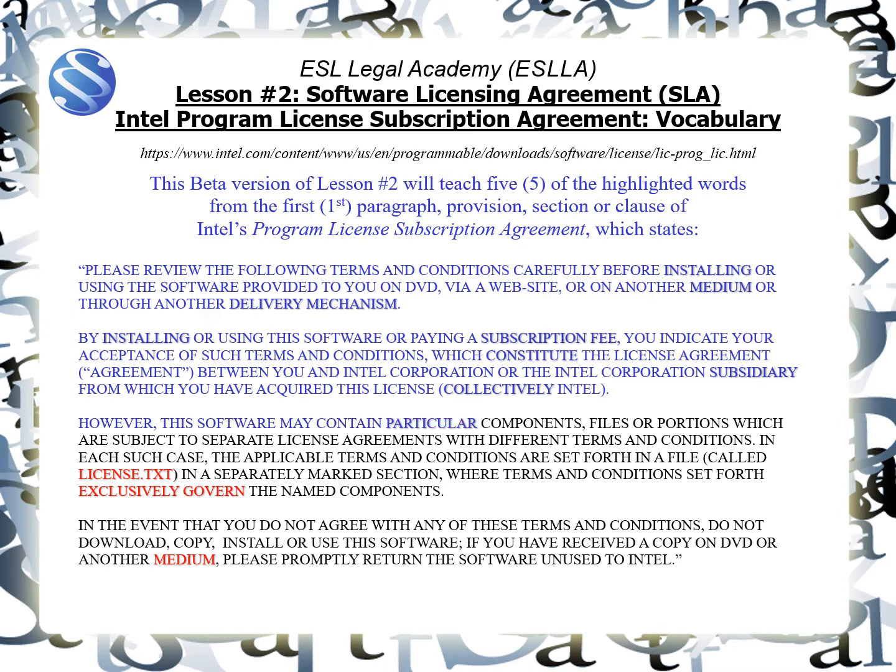However, this software may contain particular components, files, or portions which are subject to separate license agreements with different terms and conditions. In each such case, the applicable terms and conditions are set forth in a file called license.txt in a separately marked section, where terms and conditions set forth exclusively govern the named components. In the event that you do not agree with any of these terms and conditions, do not download, copy, install, or use the software. If you have received a copy on DVD or another medium, please promptly return the software unused to Intel.